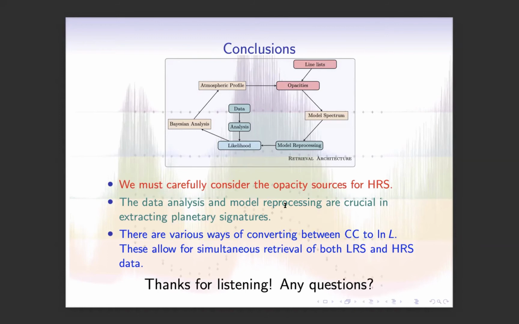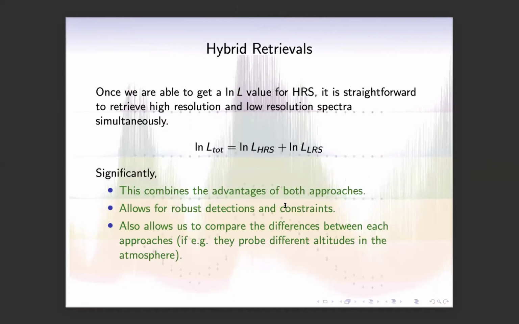Well, it's automatically in a way weighted. If the data isn't very good, then the differences between models will not result in much of a difference between likelihood values. So it almost automatically weights itself. Generally, I think the low res tends to be better at constraining water, and then the high res better at constraining things like CO, because in this case, we're just looking at the CO.